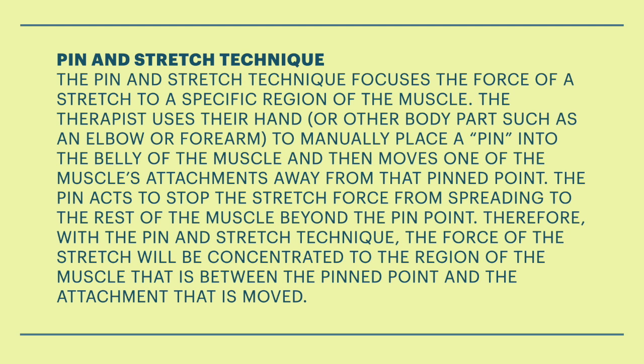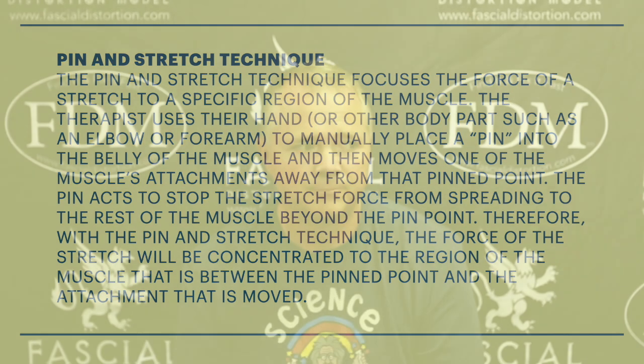The therapist uses their hand or other body part, such as an elbow or forearm, to manually place a pin into the belly of the muscle and then moves one of the muscle's attachments away from that pin point. The pin acts to stop the stretch force from spreading to the rest of the muscle beyond the pin point. Therefore, with the pin and stretch technique, the force of the stretch will be concentrated to the region of the muscle that is between the pin point and the attachment that is moved.